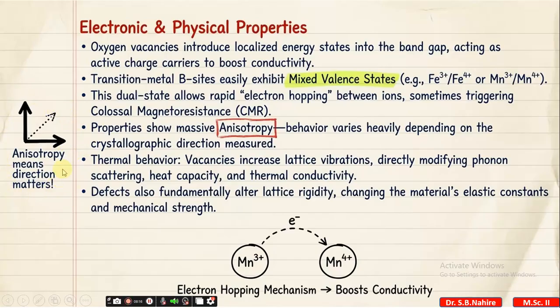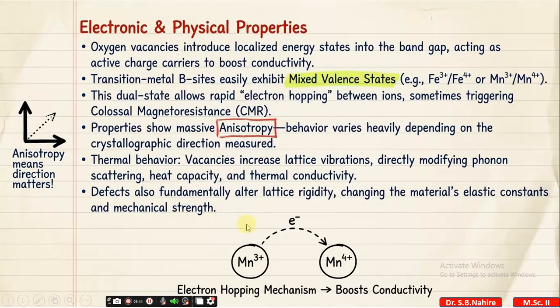Now coming to thermal behavior, oxygen vacancies increase lattice vibrations. Because of this, phonon scattering changes, and properties like heat capacity and thermal conductivity are affected. Next point, defects also change the rigidity of the lattice. This means they affect how stiff or flexible the structure is. As a result, the elastic constants and mechanical strength of the material also change.